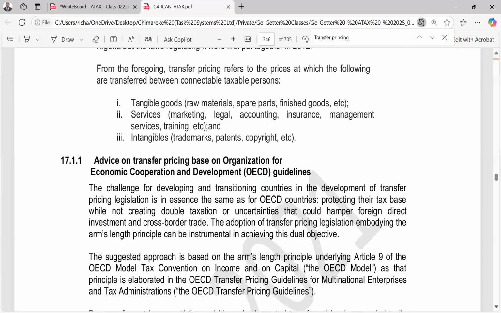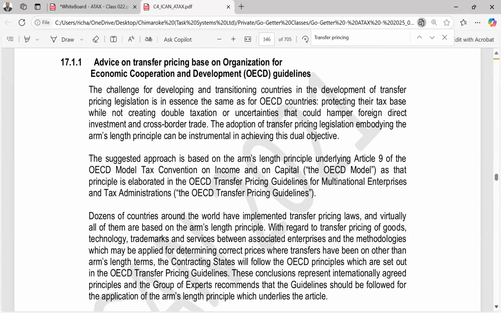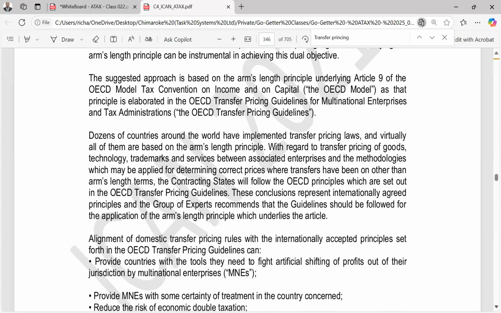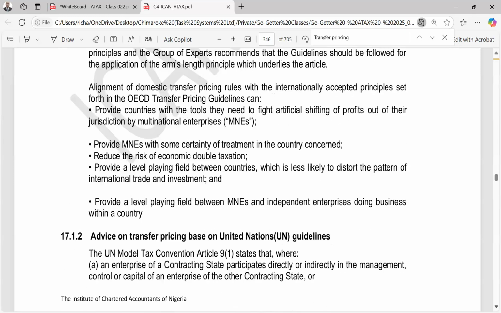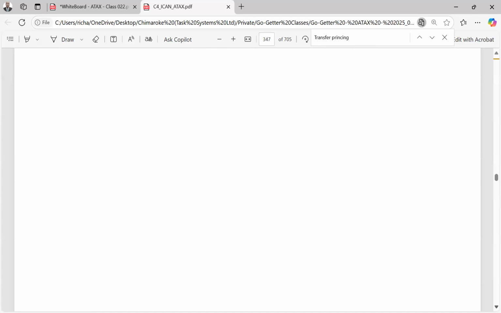All right, so the Organisation for Economic Cooperation and Development, OECD, has prepared some guidelines on transfer pricing. And we are going to be looking at some of those guidelines that the OECD has put in place and people have adopted. We are going to look at a few, but not everything. But let me take you straight to some of the things that will be of interest in your examination. Let's go up a little.